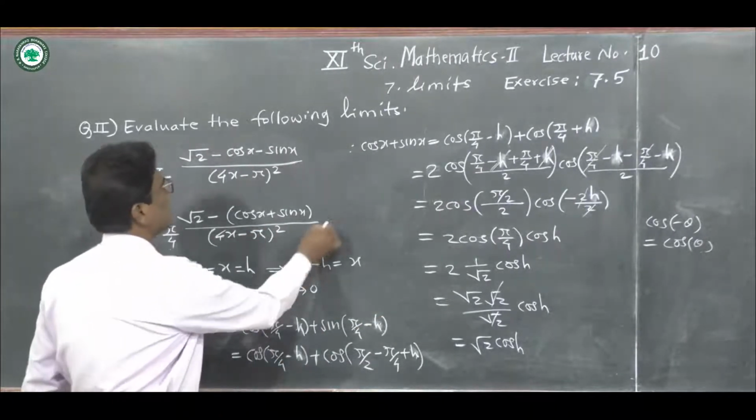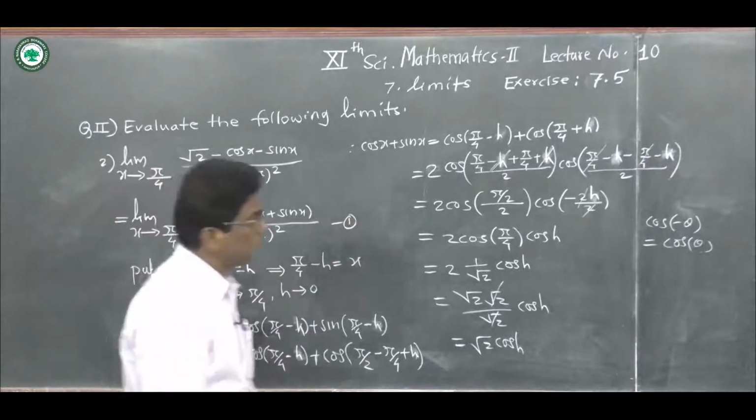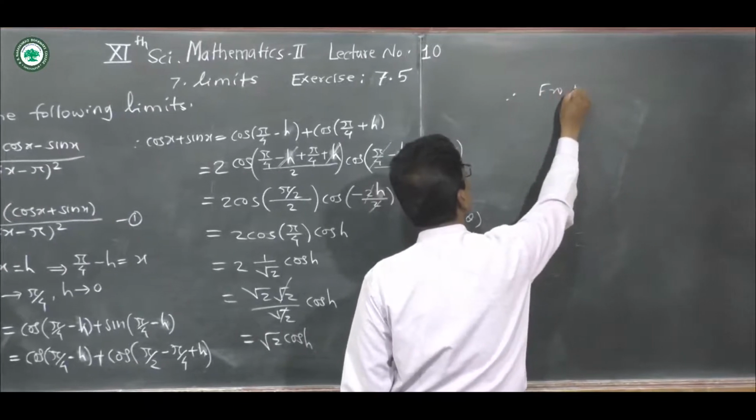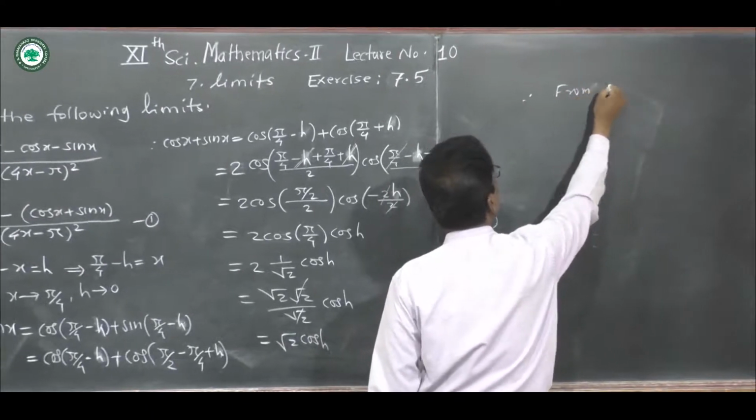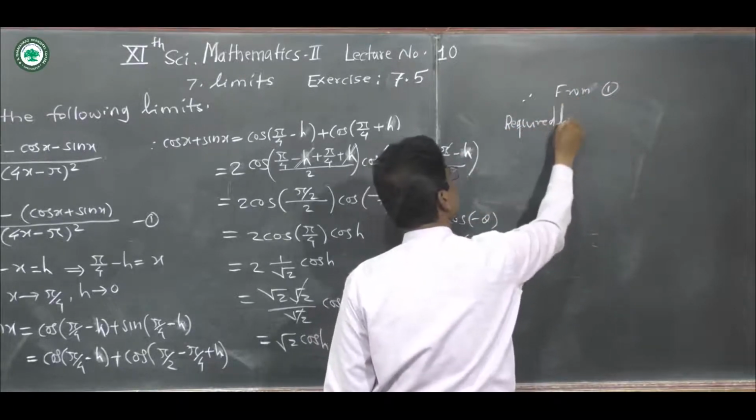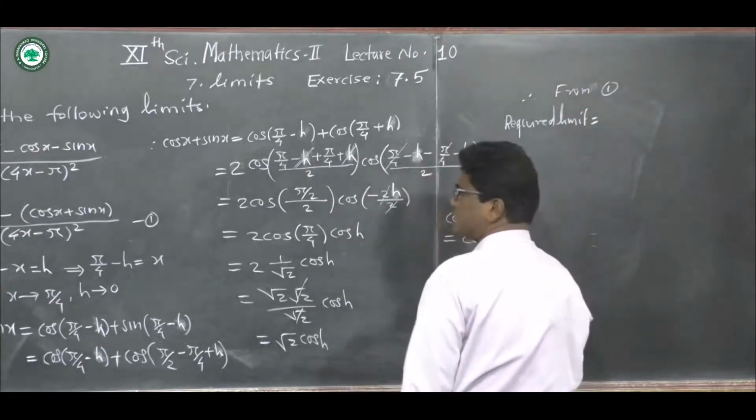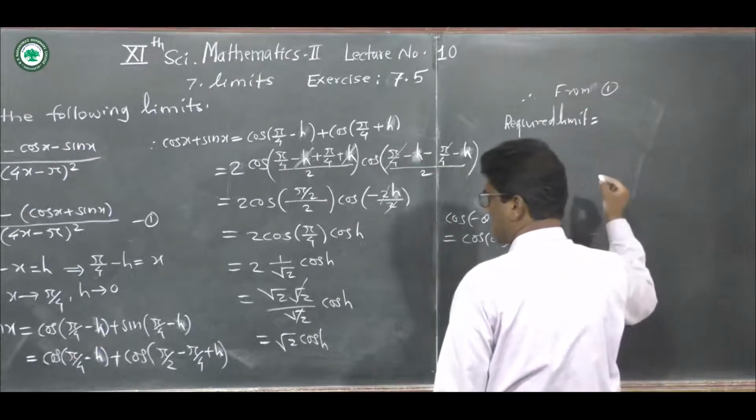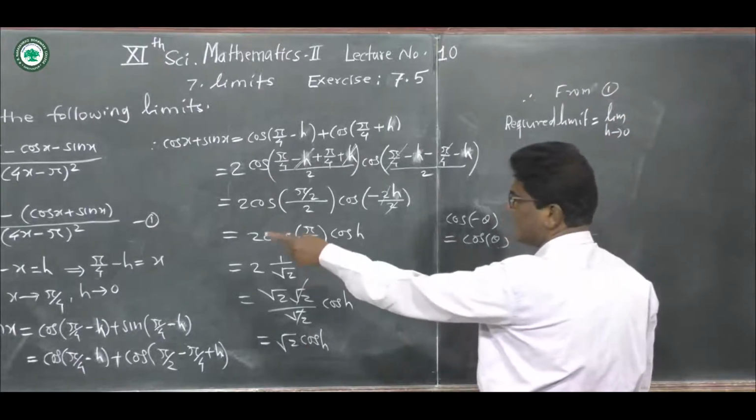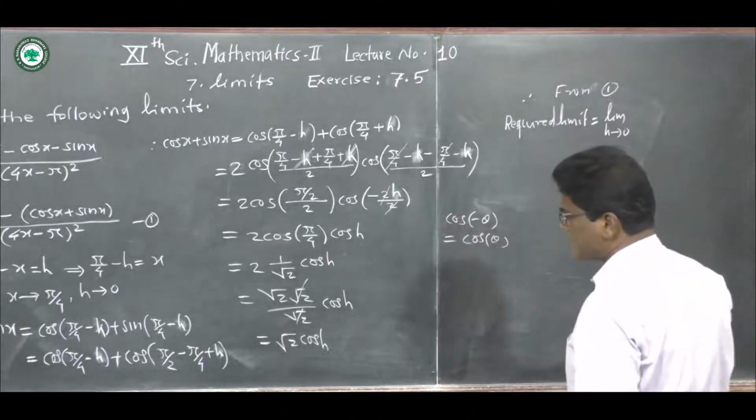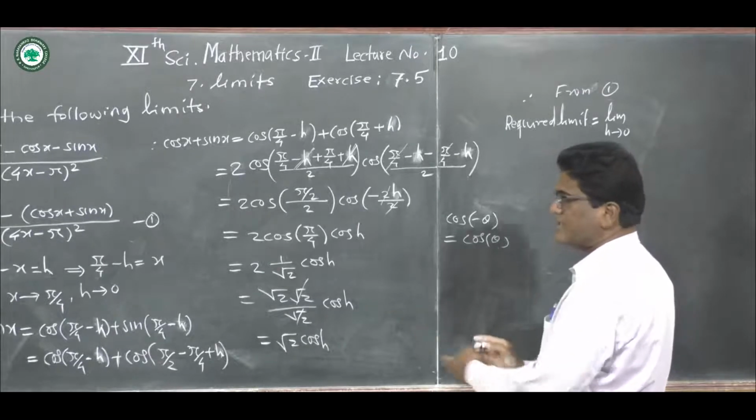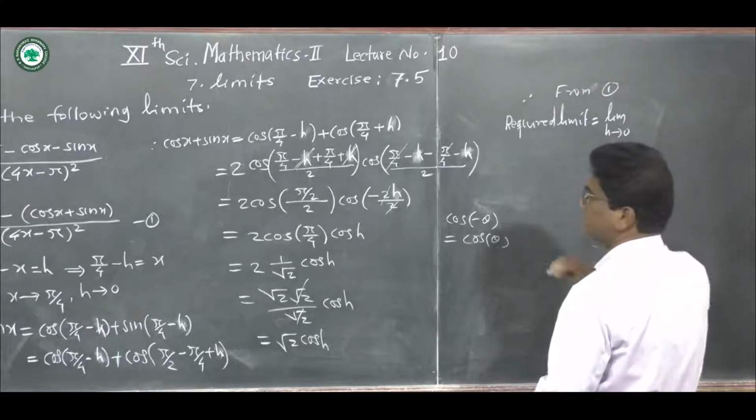Now we take this, therefore from 1, the required limit is equal to limit as h tends to 0. From equation 1, limit x tends to pi by 4, but we replace x as pi by 4 minus h, and therefore as x tends to pi by 4, h tends to 0. So limit h tends to 0.